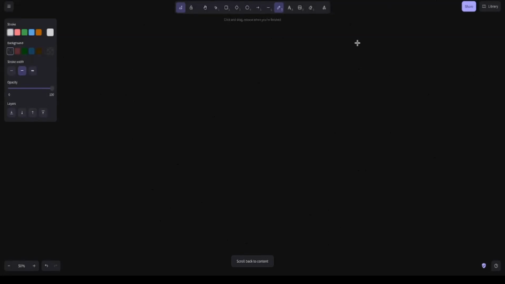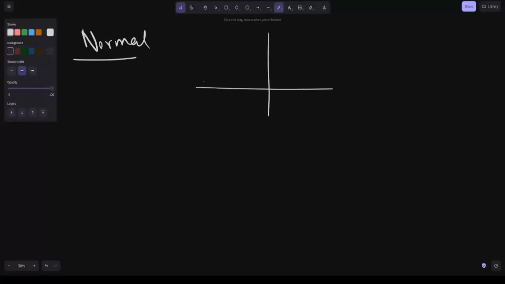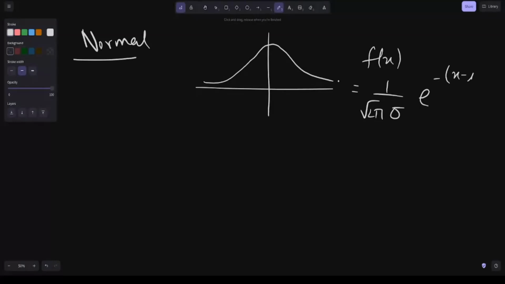Now we come to the most important thing, your normal distribution. How does the normal distribution look? It's called the bell curve or the Gaussian curve. It looks something like this. The basic equation of f of x is 1 by root 2 pi sigma e to the power minus (x minus mu) whole square by 2 sigma square. So this is the function of the normal.